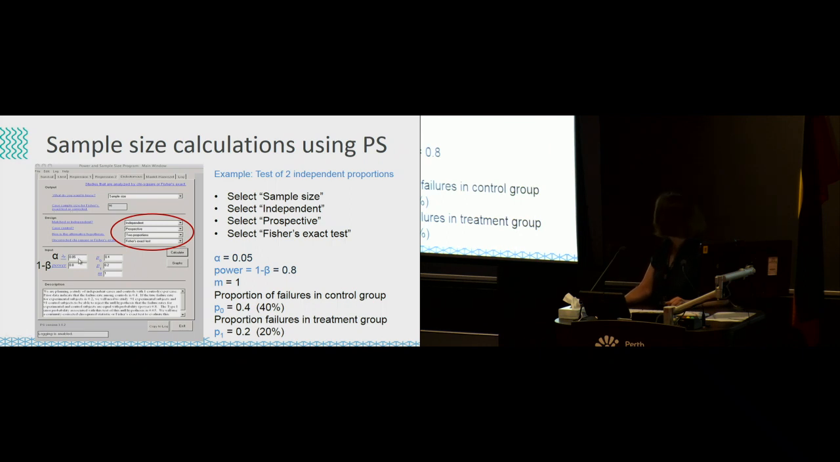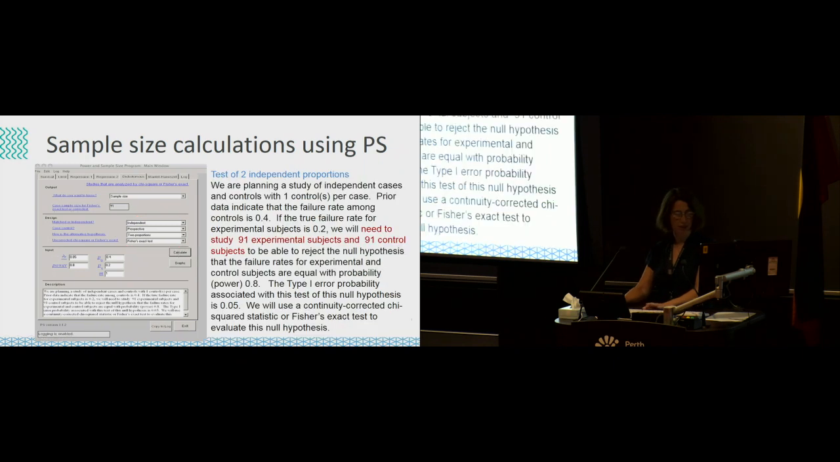And then we've got the 5% significance level, 80% power. And I've said the proportion in the first group is 40% or 0.4. The proportion in the intervention group is a reduction, and that's gone down to 0.2 or 20%. Equal allocation, and then again you hit the calculate button. And when you hit the calculate button, it will give you the blurb again in the window here. And this one tells you that you need 91 experimental subjects and 91 control subjects.